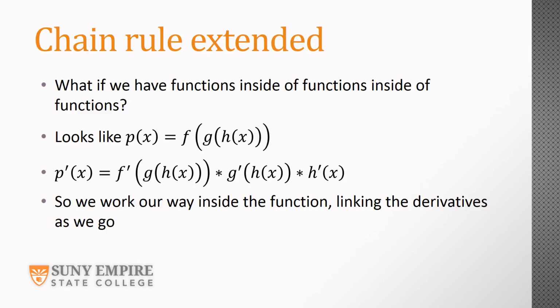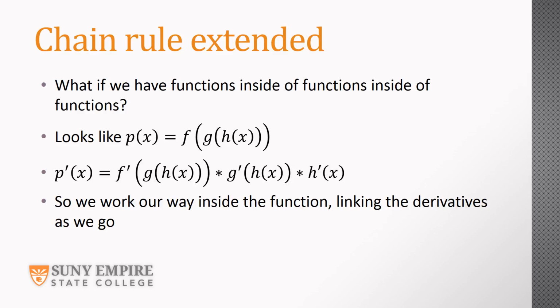But what if we have a function of a function of a function? In notation, we would have p of x equal to f of g of h of x. If we want to find the derivative for p of x, we need to start with the derivative of f of x and evaluate that for g of h of x. This is multiplied by the derivative of g of x evaluated for h of x. We finish by multiplying by the derivative for h of x. So we work our way inside the function, taking derivatives and linking them together as we go.